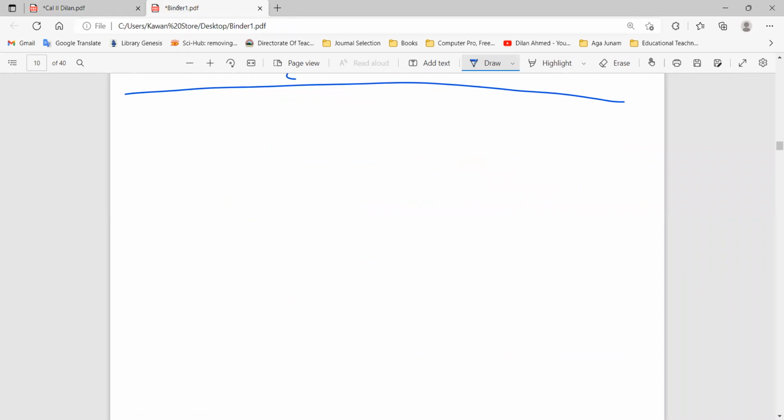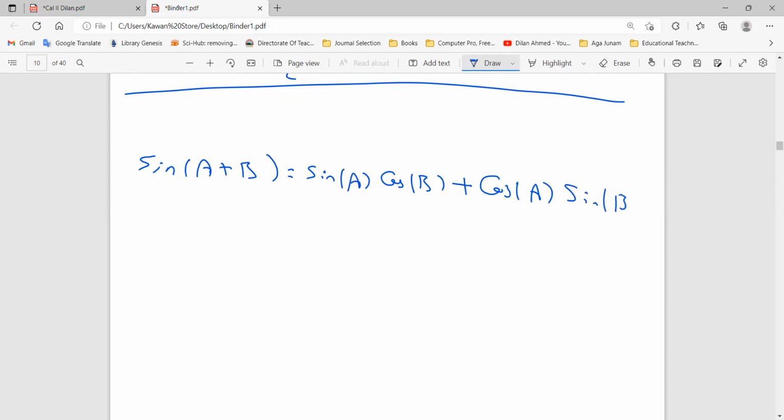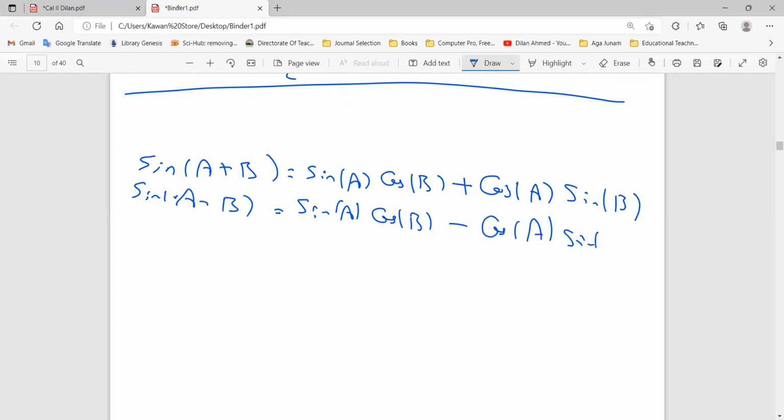So if I have sine A plus B, which is equal to what? Sine A cosine B, right? Plus cosine A sine B. You know about that one. How about A minus B? Sine A cosine B minus cosine A sine B. Do you have any problem with that one?